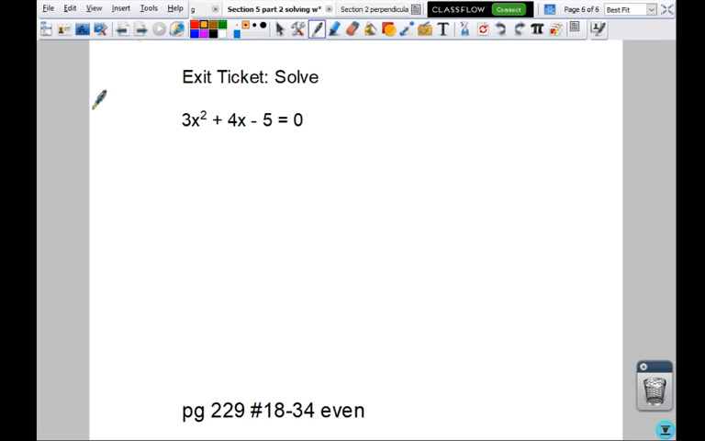All right, so there is your exit ticket. I'll put it in Schoology here in just a second. I think I maybe forgot to save this one because I didn't see it earlier. But give me a second.